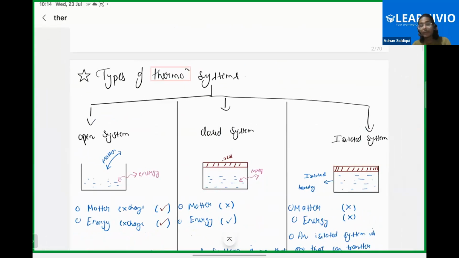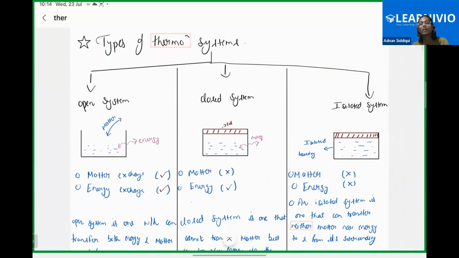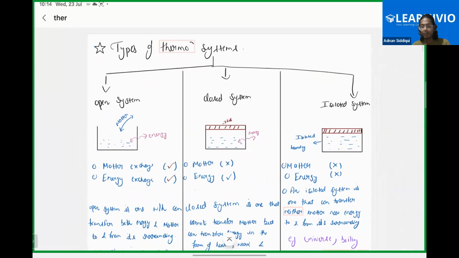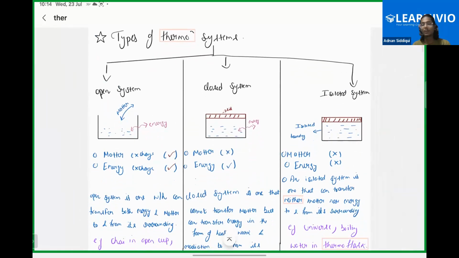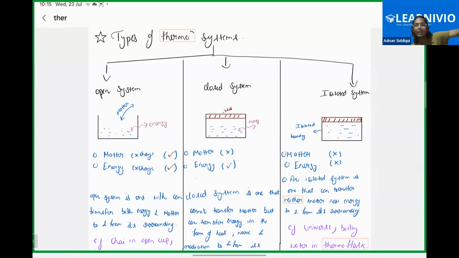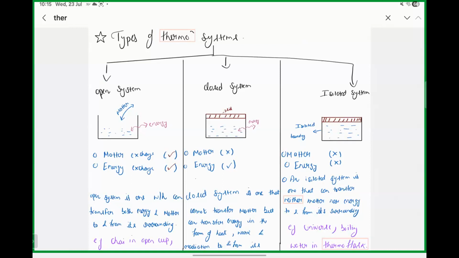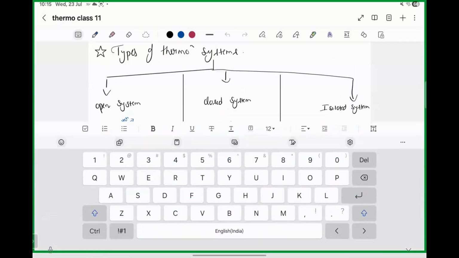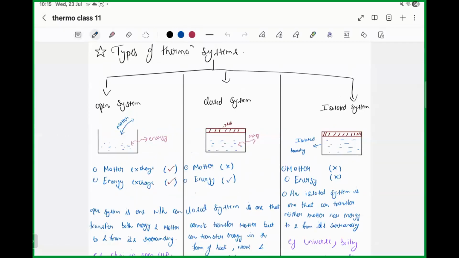Types of thermodynamic systems. We have three types: open, closed, and isolated system. Can you tell me with simple examples what are open, closed, and isolated system? Open is where matter can escape to the surrounding. Open is where there's an open container and the system is exposed to the surrounding.